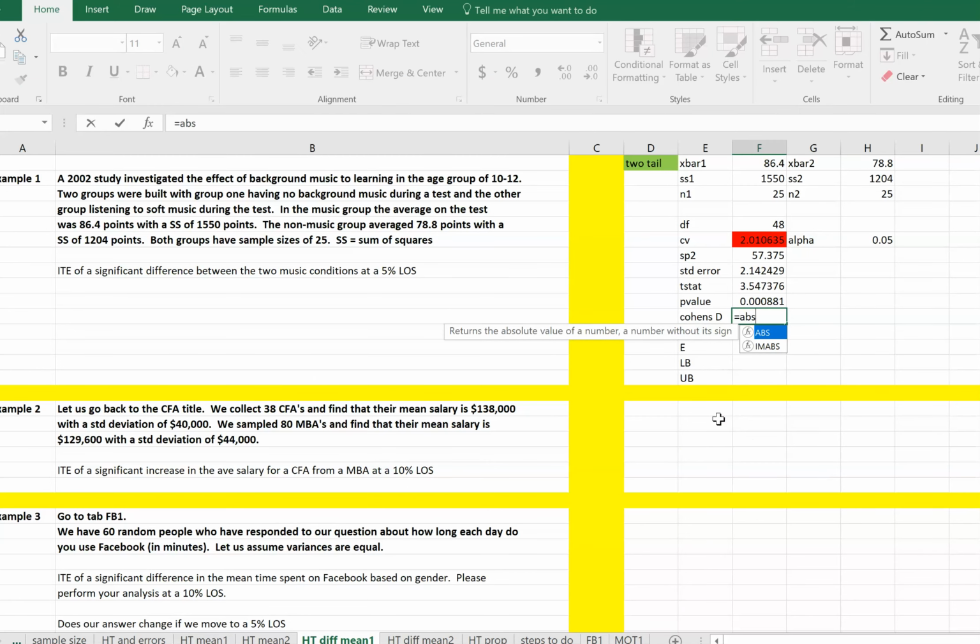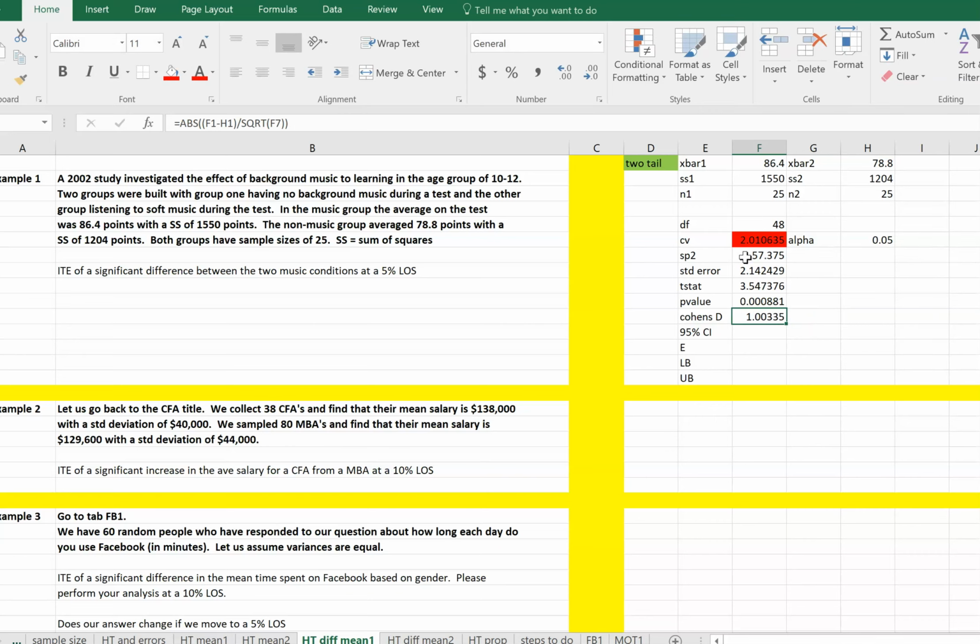Absolute value. As I said, ABS, absolute value. Now, it's the absolute value of a fraction, so I need another parentheses for the numerator. The numerator is the difference between the means. The denominator is the square root of the pooled variance. The pooled variance is right there, right? SP2, the pooled variance. You have to know your definitions in order to do things properly. And there's my Cohen's D, roughly 1.